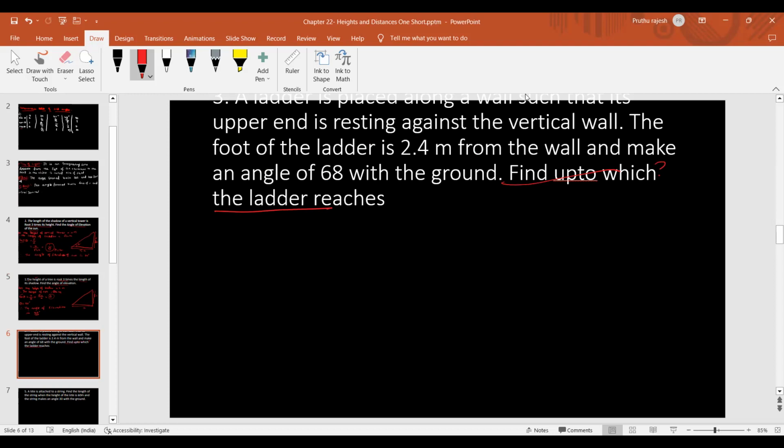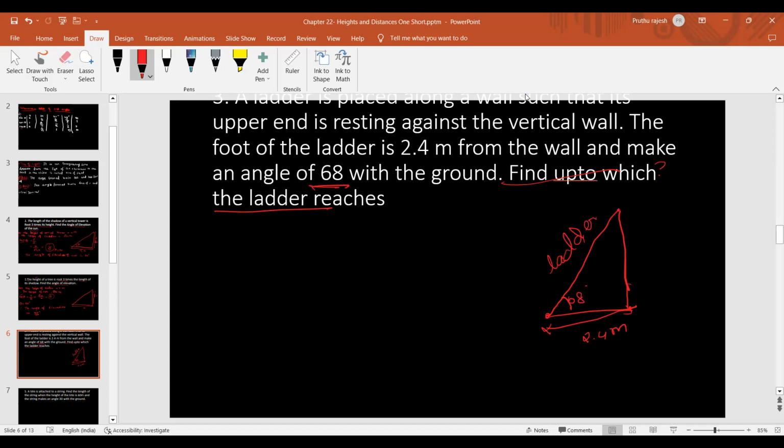So he has given us a scenario where there is a ladder. I hope everyone has seen what a ladder is. This is the ladder here, and it is resting against a wall. The foot of the ladder is 2.4 meters from the wall and makes an angle of 68 degrees with the ground. So the angle of elevation is given to be 68 degrees.